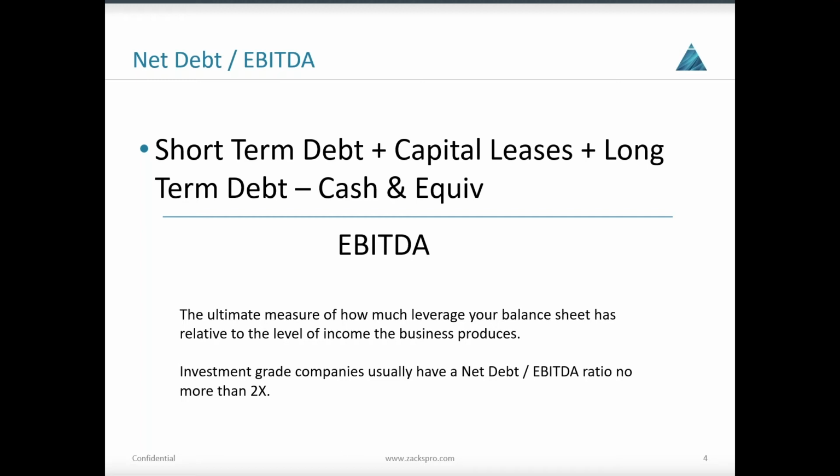that the business produces. And very highly rated companies by the credit rating agencies like Moody's and S&P typically have a ratio that's no more than 2 times. There are obviously many exceptions to that. It can get up to 6 or 7 times, even for investment grade rated companies, but the average is around 2 times, 2x.